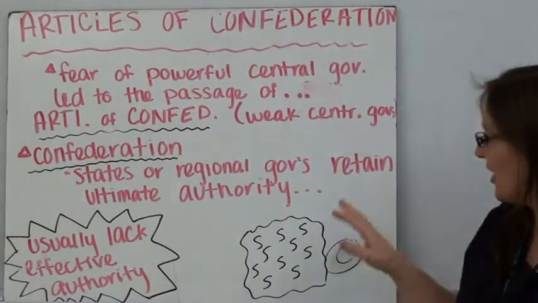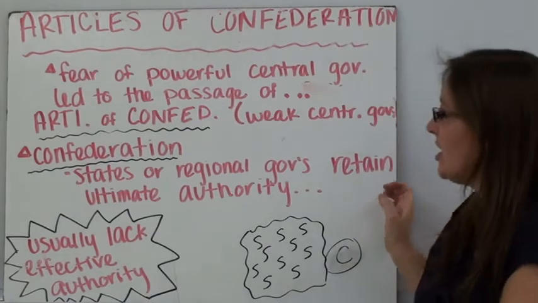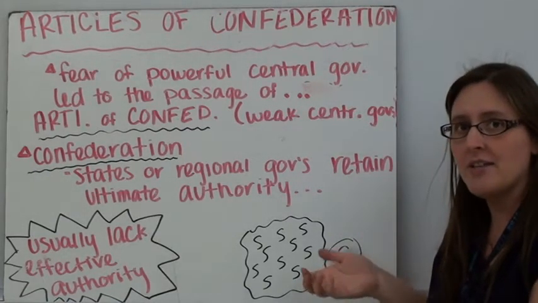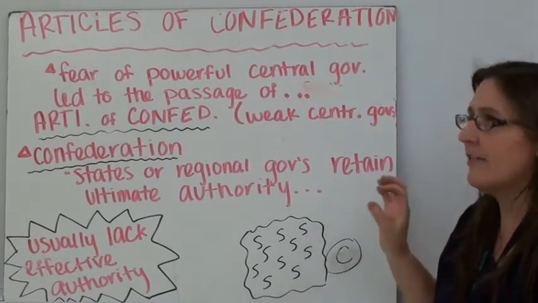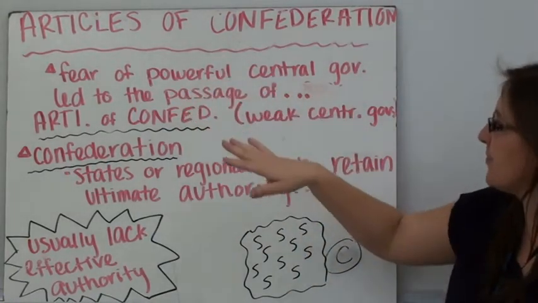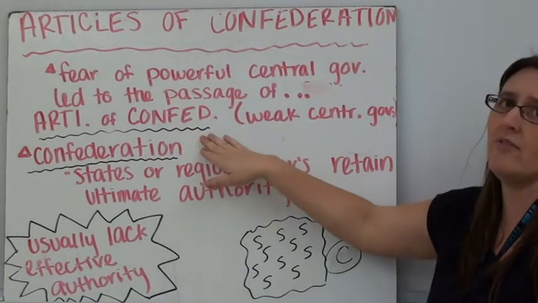And then here, the Articles of Confederation show the influence of a strong central government that the colonists lived under, and their fear of that strong central government. They feared a powerful government, and so they wrote the Articles of Confederation.